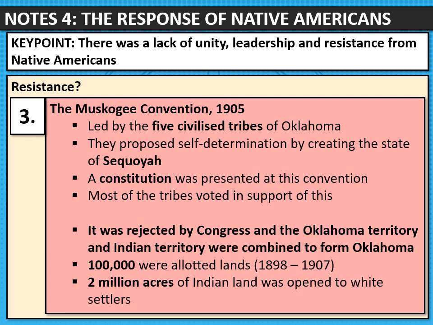They wrote a constitution, and at this convention, most of the tribes voted in support of this. Their own state where they could live as they wished. This was rejected by Congress completely, and the Oklahoma Territory and the Indian Territory were combined to form the state of Oklahoma as we know it today. For those 5 civilized tribes, approximately 100,000 families were allotted lands, and about 2 million acres of Indian land was opened up to white settlers again.